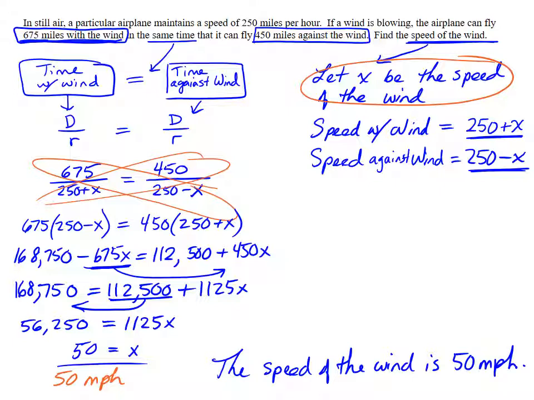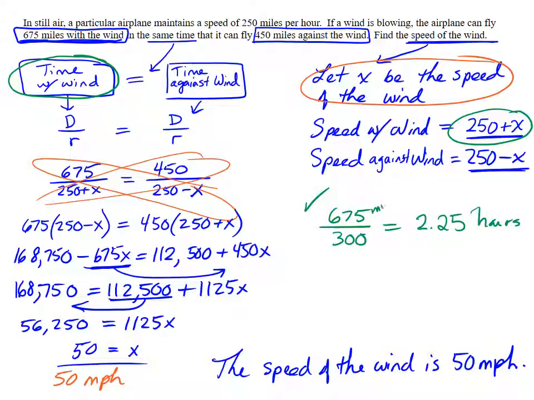Let's check it to just make sure we were correct. So remember what it said is that if we're going with the wind, we can go 675 miles. So 675 miles divided by the speed with the wind. Well, if we're going with the wind, that means I'm going 300 miles per hour because 250 plus 50 is 300. That would be with the wind. So if you use your calculator, you can take 675 and divide out the 300. And what you get is that the time it takes you to do that is 2¼ hours.